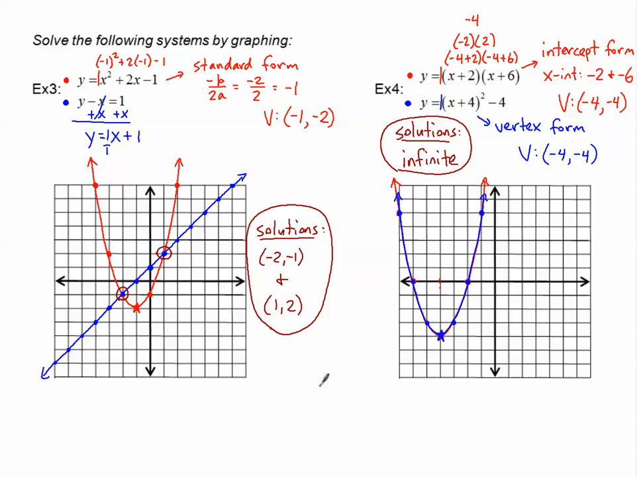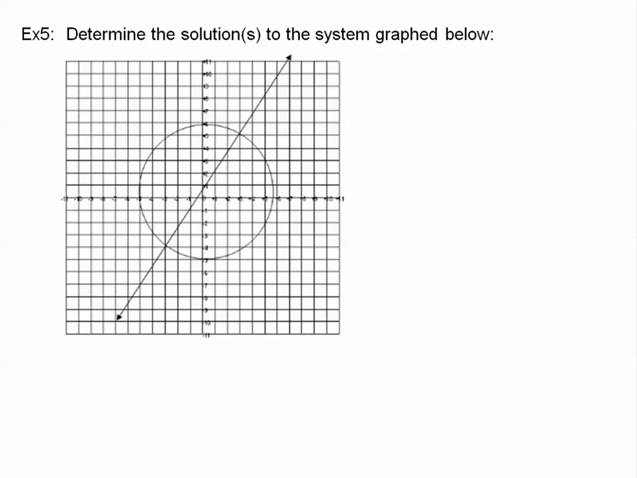Okay, so that was a good review of graphing our parabolas. Let's look at one last example in our graphing tutorial. Here's a picture that's already been graphed for you. It says determine the solutions or solution or solutions to the system graphed below. It doesn't say how many, it says find them, determine what they are. Well, this is clearly a circle and a line, and they intersect here and they intersect here. All we're looking for are the ordered pairs. There are two solutions to the system, so let's find them.